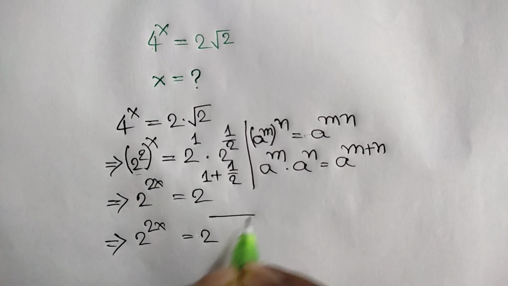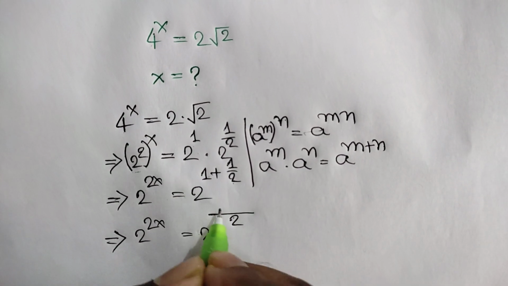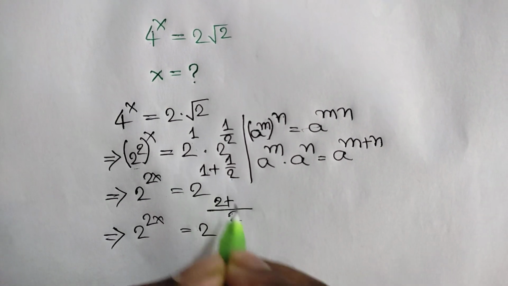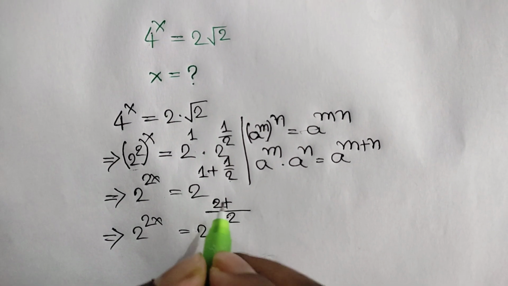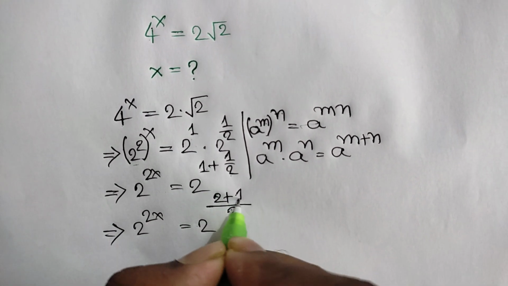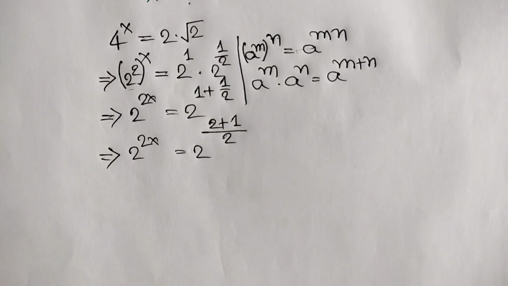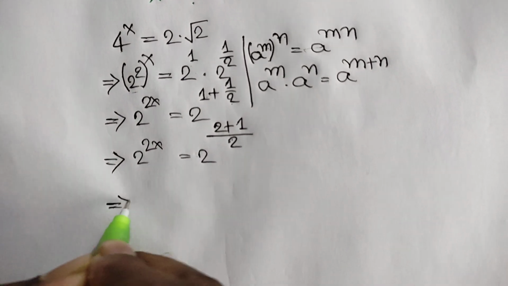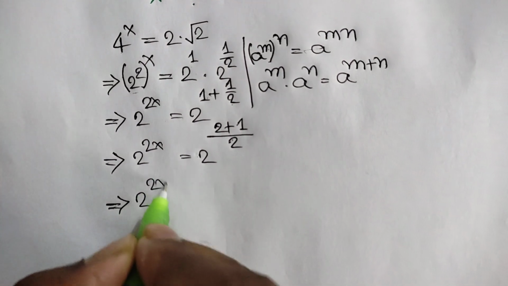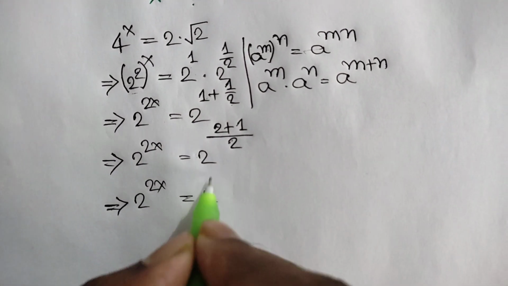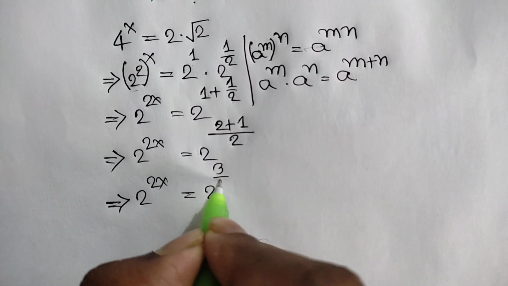we can write 2 times 1, that means 2, plus this 2 divided by this 2 is equal to 1, and 1 times 1 is equal to 1, or 2 to the power 2x is equal to 2 to the power 2 plus 1 is equal to 3 over 2.